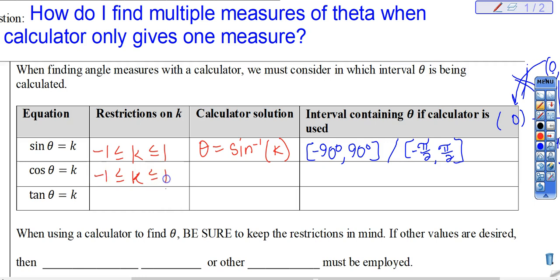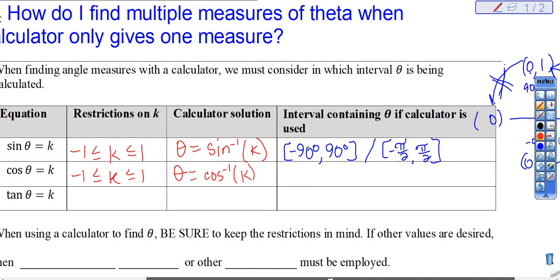Negative 1 to 1, exactly the same. As I'm rotating around the unit circle, your cosine values circulate between negative 1, 0, and 1 all the time. If I was plugging into the calculator and finding theta, I would take the cosine inverse of k, whatever that value is, between negative 1 and 1.